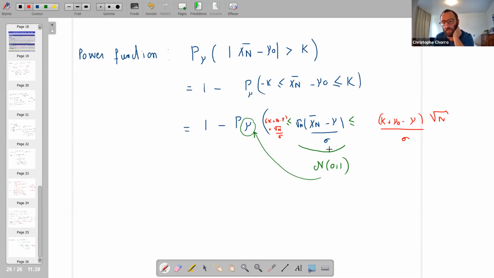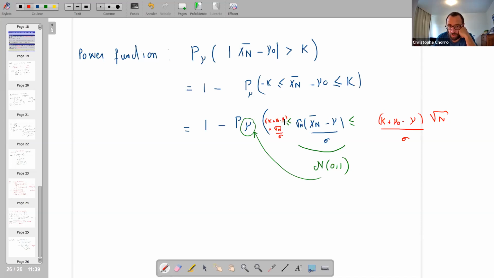I know this one. This is N(0,1) when the true parameter is mu, because the Xi follow N(mu, sigma squared). So when the parameter is mu, this is simply a standard Gaussian random variable with variance 1. And so the computation of this power function can be done with tables because all these quantities are known. This one is known from the statement. This one is the mu you want to compute. Mu 0 is known from the statement, sigma is known from the statement, and the k was obtained at the previous step, that is fixing the level.